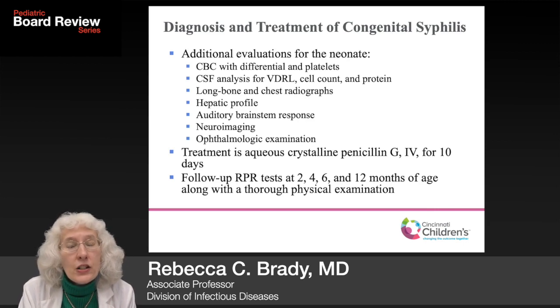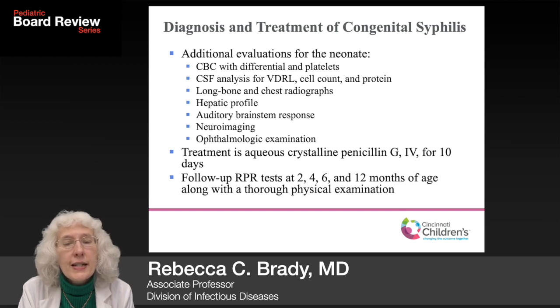So these are some of the additional evaluations as you go through that algorithm that you may be asked to do, including a CBC with differential and platelets, analysis of the cerebrospinal fluid. Here the test for syphilis is a VDRL. You're also looking at cell counts and proteins. The long bone films looking for periostitis, chest radiographs, the hepatic profile, again the auditory brainstem response, neuroimaging, the ophthalmology exam to look for chorioretinitis.